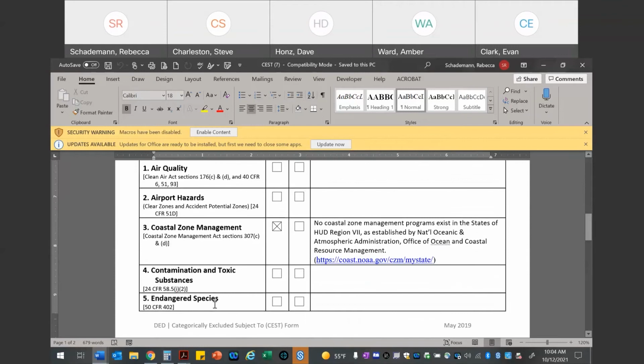Normally, as we talked about in those slides, it's the contamination and toxic substances that has to be evaluated for each address. So we're going to just use that as an example right now.